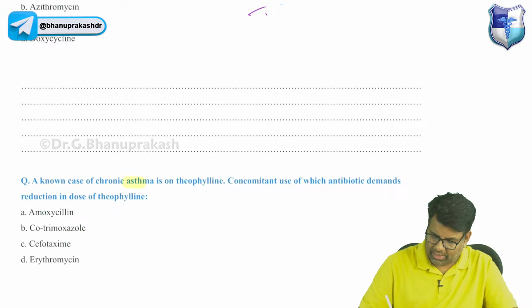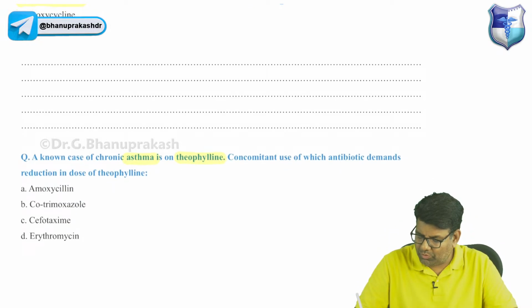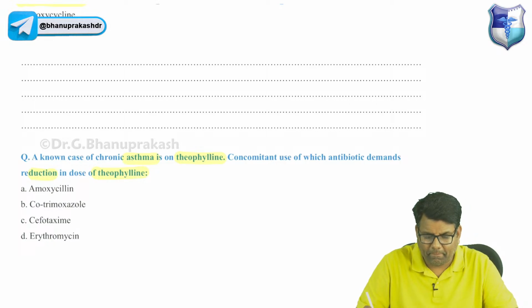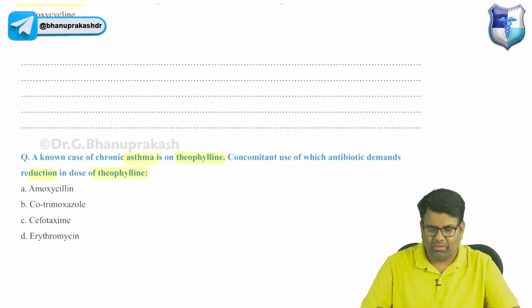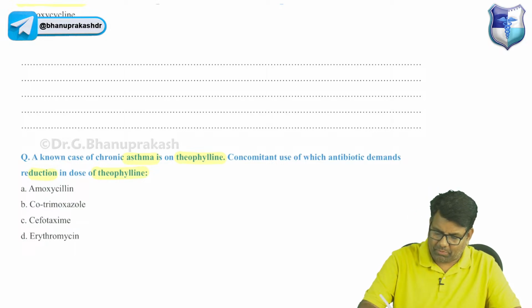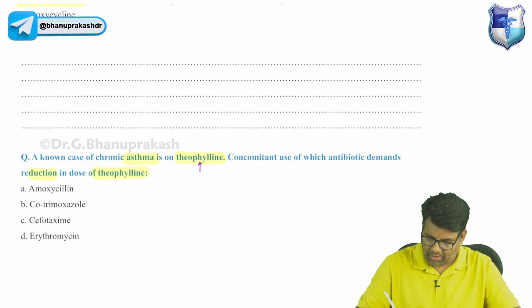Known case of chronic asthma is on theophylline, and concomitant use of which antibiotic will demand reduction in the dose of theophylline? Yes, the pH is more than 5 because there is a decrease in the number of lactobacillus. Now, if a person is on theophylline, which of the following antibiotics?